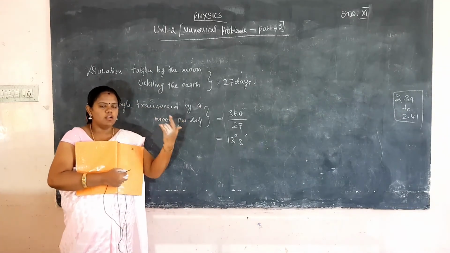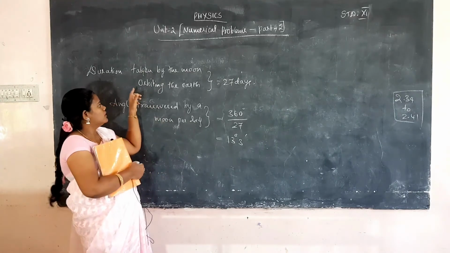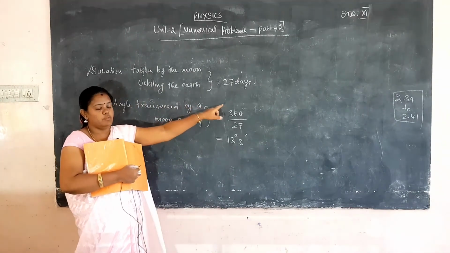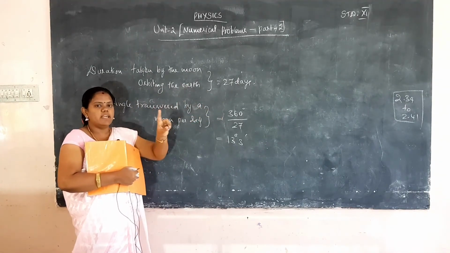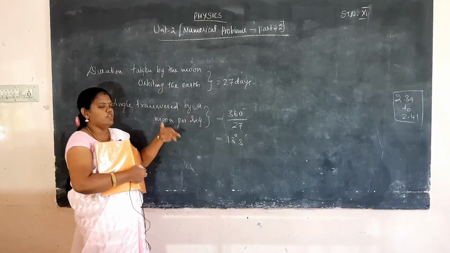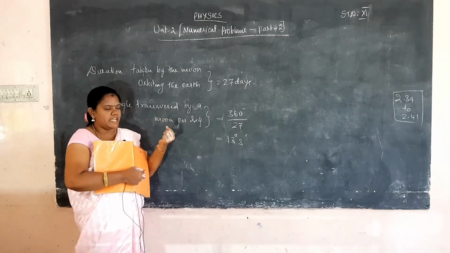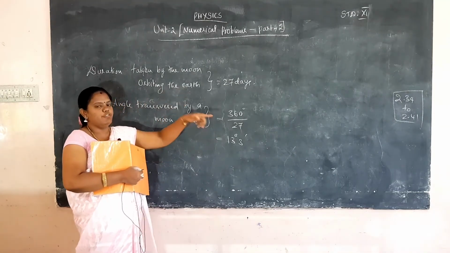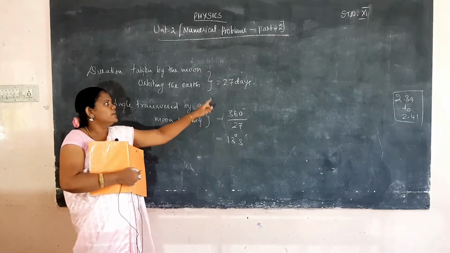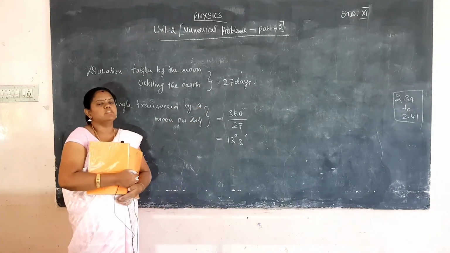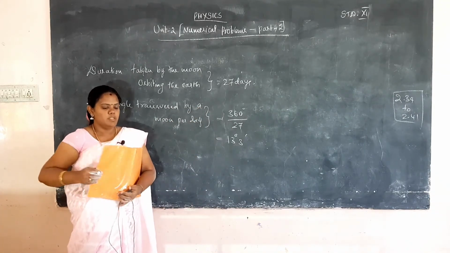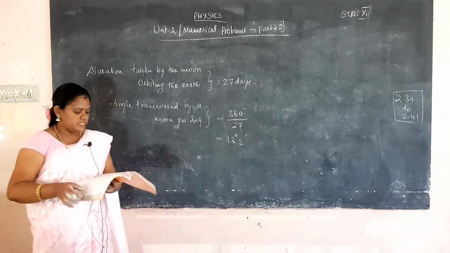For one full rotation it simply takes 27 days, but we had to find out the angle the moon rotates in one day. So the angle transferred by the moon per day will be equal to 360 degree, the full revolution, by 27 days, which is equal to 13 degree 3 minutes. Okay, then the 22nd problem.